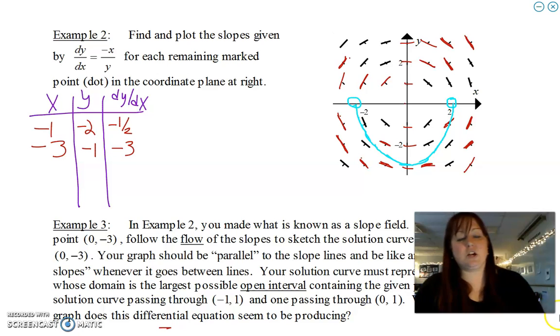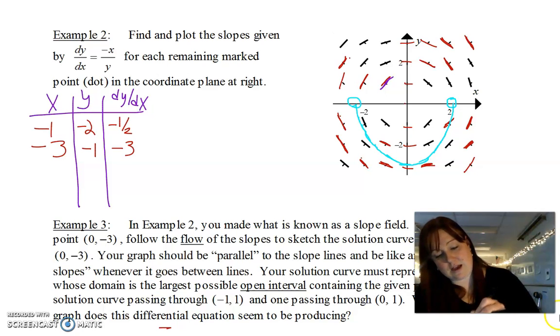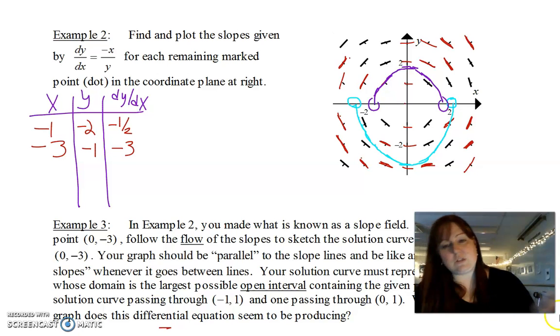Okay, sketch the solution curve passing through (-1, 1). Okay, so (-1, 1). So this one is going to be parallel to the slope right here, since it passes through there. And then we're going to look and see what happens. Let's see, it should flatten out there, and then it should get steep again and then come back down. So just about like that. And again, it can't go any farther because it wouldn't be a function.